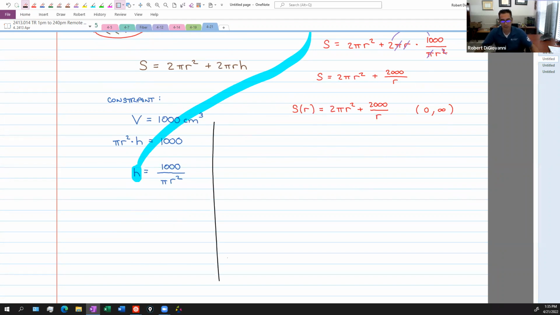All right, let's look at the derivative. The derivative of this function, s prime of r. Okay, so r is the variable. 2 pi is a constant. Derivative of r squared is 2r. So I'll bring the 2 out. It'll become 4 pi r. And then the 2,000 over r is the same as like 2,000 r to the -1. I'll bring the -1 out. 2,000 over r squared.